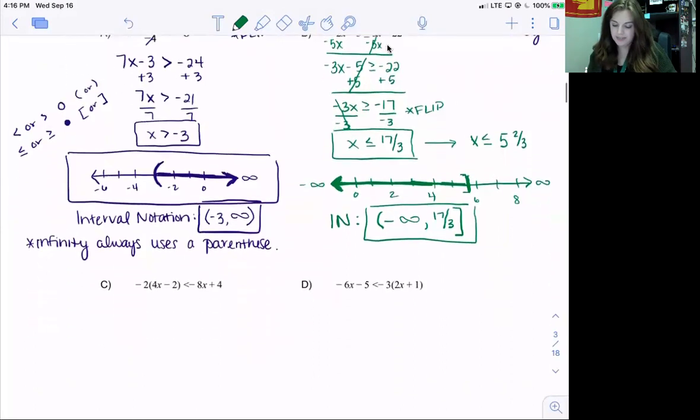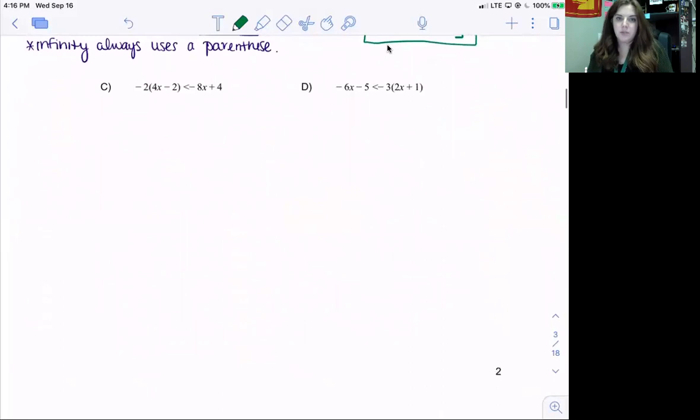Okay, looking at C, we have negative 2 times the quantity 4x minus 2 is less than negative 8x plus 4. So we're going to start off with distributing. Negative 2 times 4x is negative 8x. And negative 2 times negative 2 is a positive 4, which is less than negative 8x plus 4. Notice we have the same thing on both sides of our inequality, but that doesn't mean it's an identity. Identity only works when we're looking at an equation. So let's keep solving.